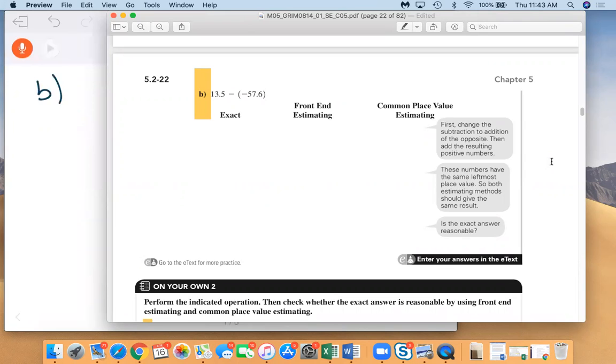Okay, so we have 13.5 minus negative 57.6. What happens when we subtract a negative? Does anybody remember?